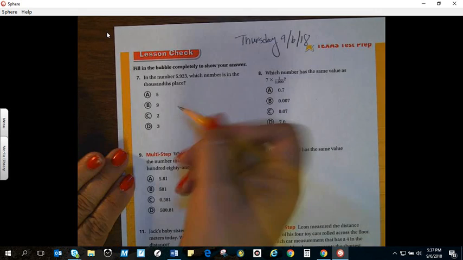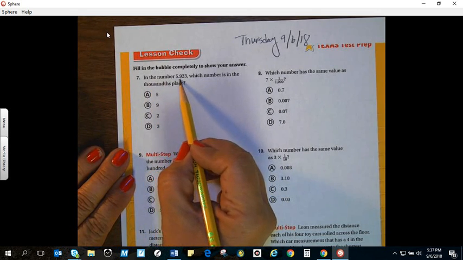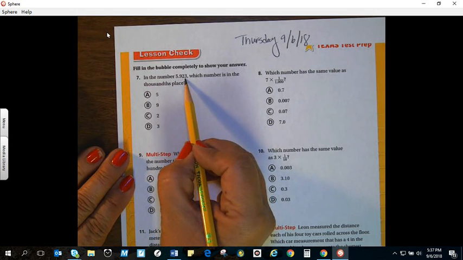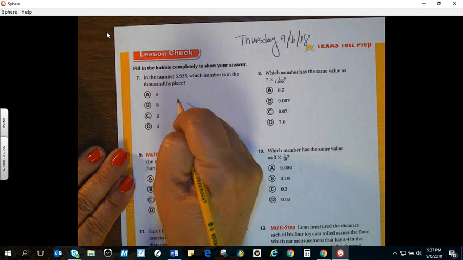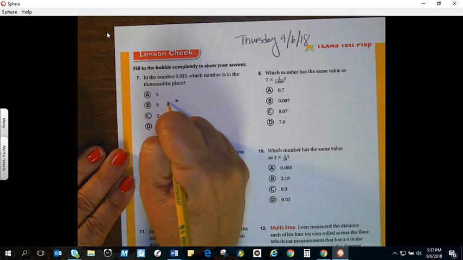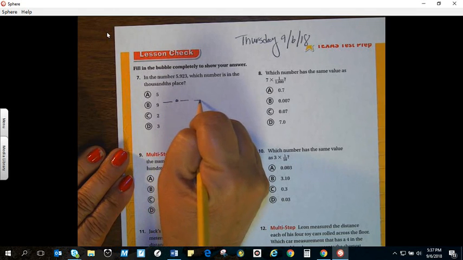So let's take a look at number 7. In the number 5 and 923 thousandths, which number is in the thousandths place? And again, to show your evidence, you need to put your decimal. So we're going to have our drawer line, decimal, and 3 lines.